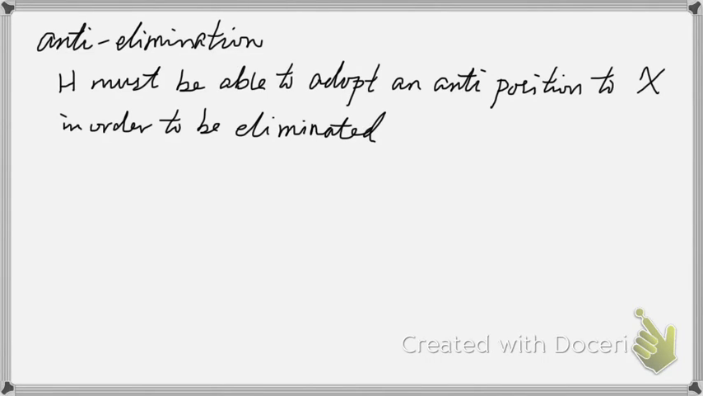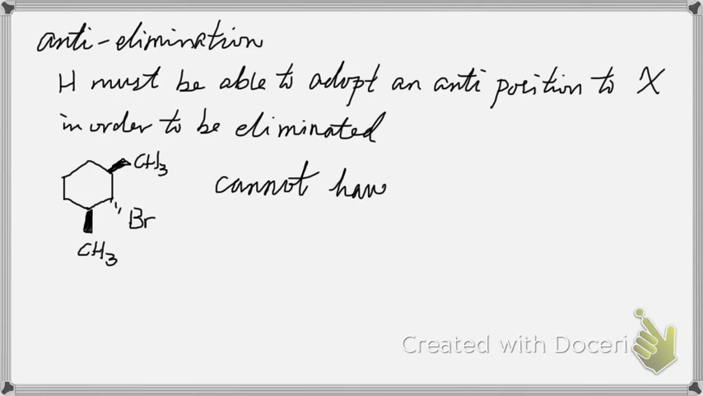So regarding the anti-elimination in the E2 mechanism of dehydrohalogenation reaction, this means the beta hydrogen must be able to adopt an anti-position to the halogen in order to be eliminated. So if we have this compound, bromine is trans to the two methyl groups on the adjacent carbon.